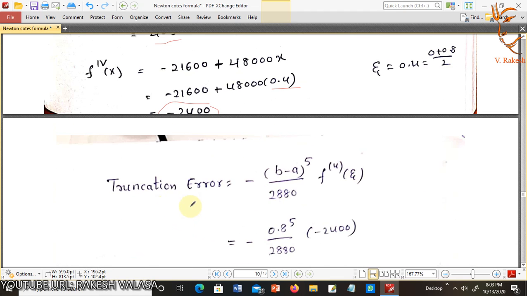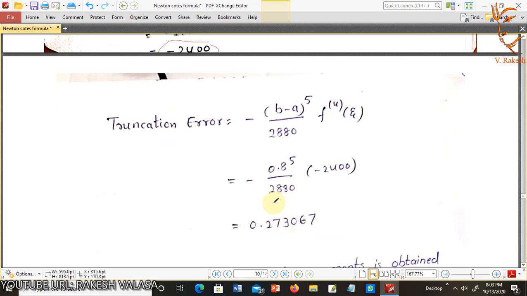Next one is truncation error. Truncation error for Simpson's 1 by 3 rule. The formula is minus b minus a whole to the power of 5 by 2880 into fourth derivative of zeta. B minus a means 0.8 minus 0 all to the power of 5 by 2880. Already we calculated the fourth derivative of zeta, that value is minus 2400. Now simplify this term, we get truncation error for Simpson's 1 by 3 rule, that value is 0.273067.